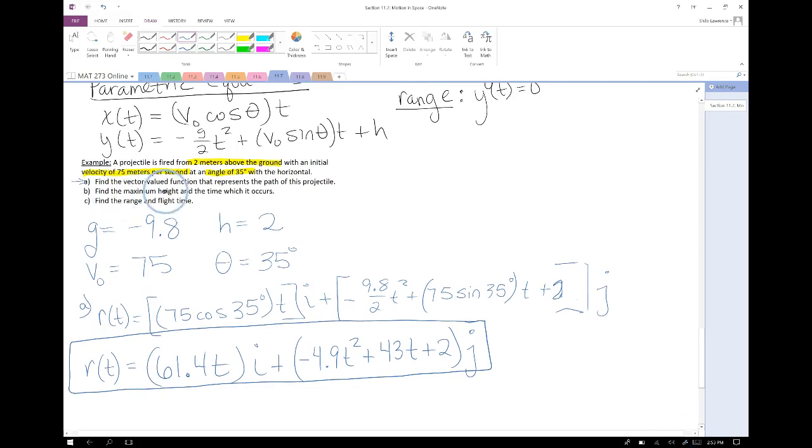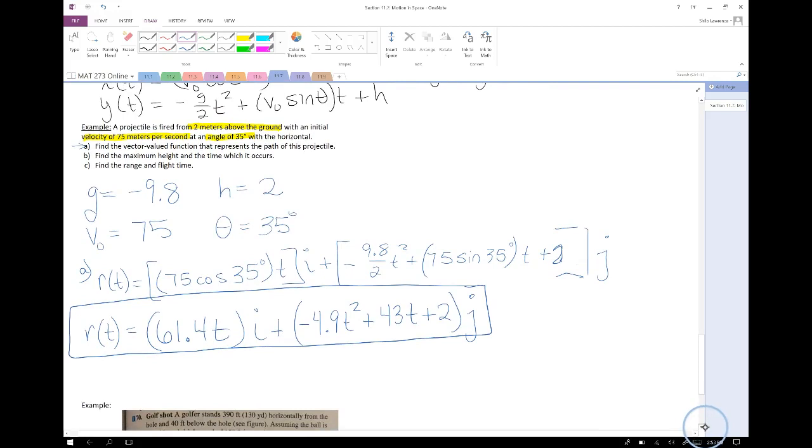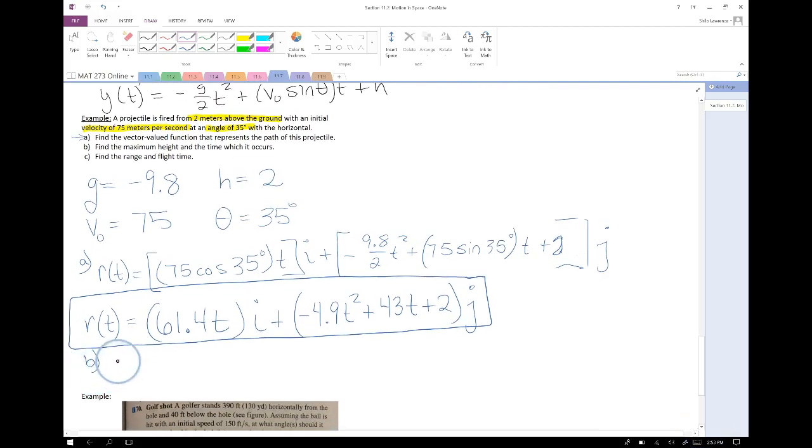In part B, we want to find the maximum height and the time at which it occurs. So we're actually going to solve the time part first. So for part B, we want to know where y prime of t equals 0. We'll be at our maximum height when we've got that horizontal tangent line, or that horizontal tangent vector, and the tangent vector is the same as our derivative vector. But we only are concerned with the y equation because max height is only referring to what's happening vertically as our projectile flies through the air. So y of t is just the j component of our function.